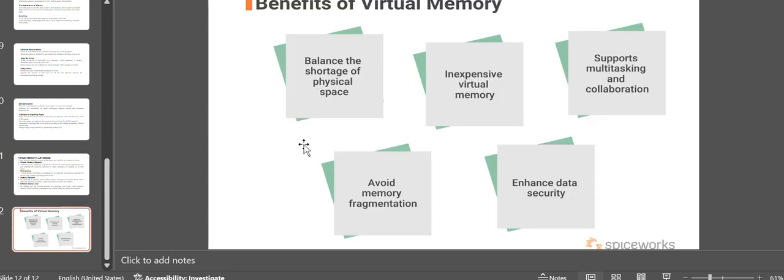Here you can see the benefits of virtual memory: it balances the shortage of physical space, is inexpensive, supports multitasking and collaboration, avoids memory fragmentation, and enhances data security.